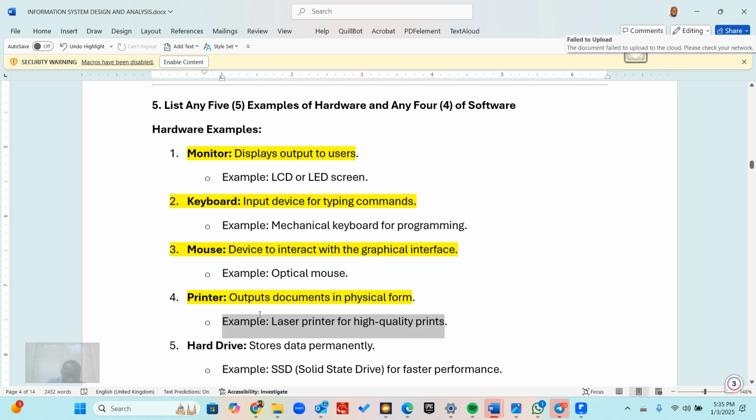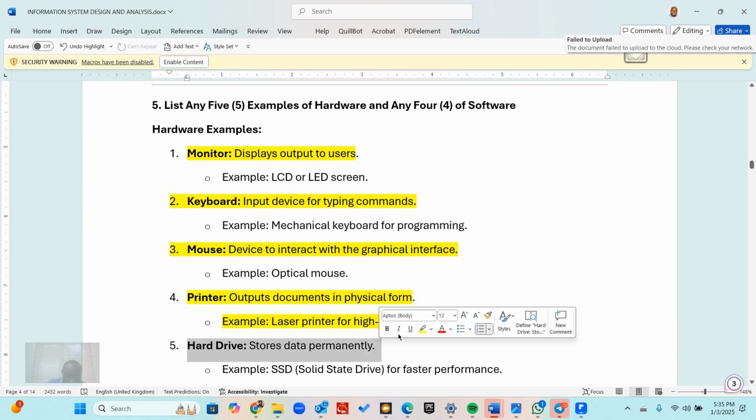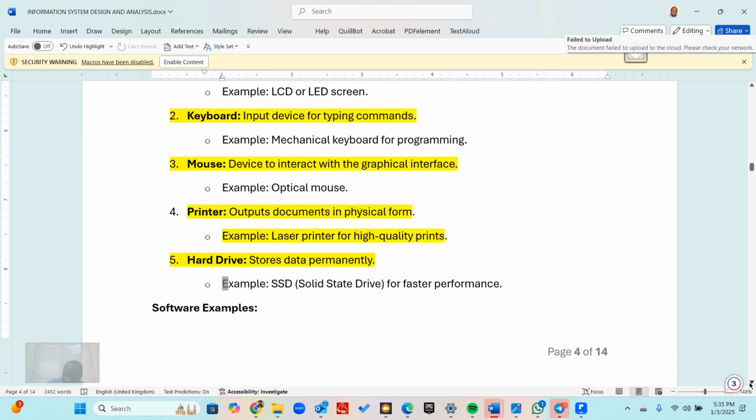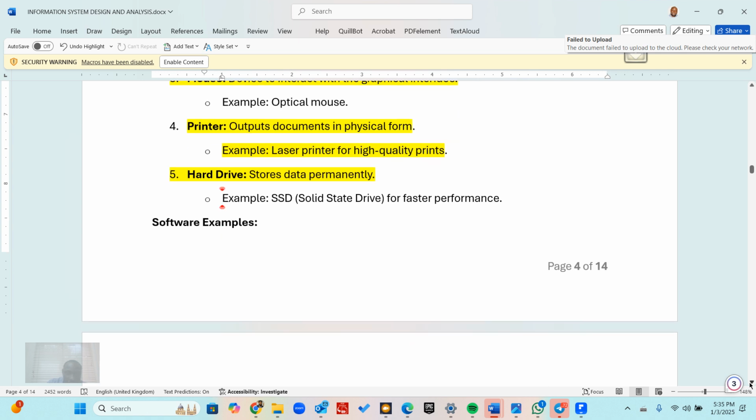Then we have the hard drive. The hard drive stores data permanently. It can be found as a solid state drive for faster performance and also as an HDD, which is a little bit slower than a solid state drive.